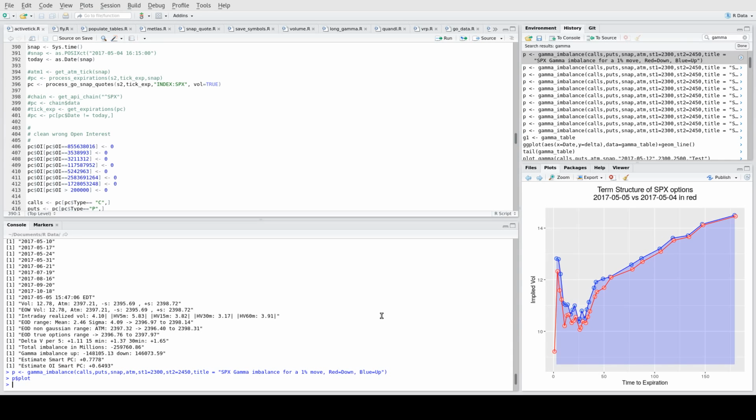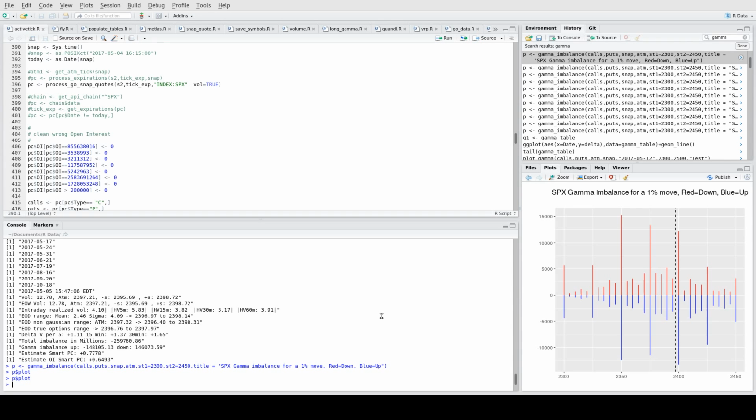And in terms of gamma imbalance, it is something that I do all the time. If you don't know what gamma imbalance is, just feel free to ask me. This is basically a region of the options in the SPX options between 2,300 and 2,450, and it gives me an idea of how much hedging needs to be done by option dealers if the market moves 1%. 1% is 20 points, 24 points. So if the market moves 24 points up or 24 points down, it will force hedging.